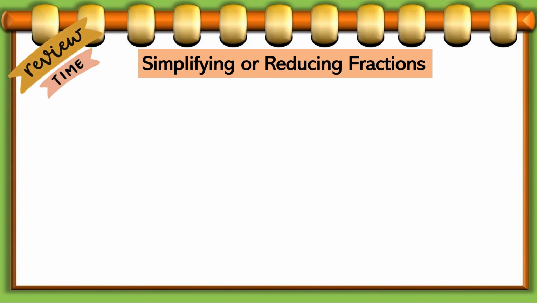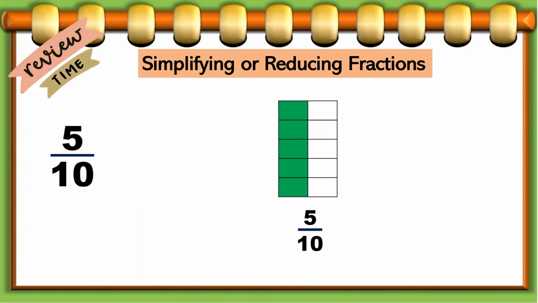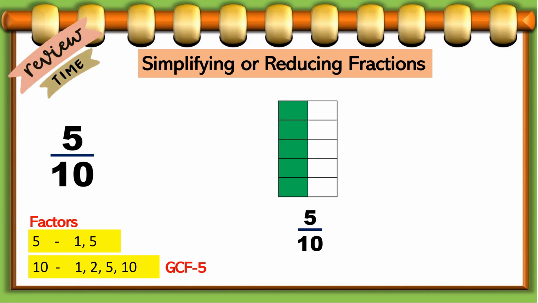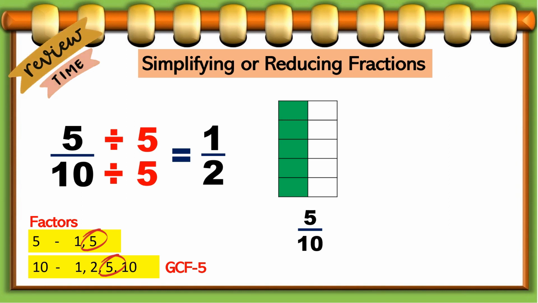Another lesson that we need to review is simplifying or reducing fractions. Let us have an example. 5/10. We need to find the factors of 5 and 10. Factors of 5 are 1 and 5. Factors of 10 are 1, 2, 5, and 10. We are going to get the GCF of 5 and 10, which is 5. Now, we're going to divide the numerator and denominator by the GCF. So 5 divided by 5 equals 1. 10 divided by 5 equals 2.